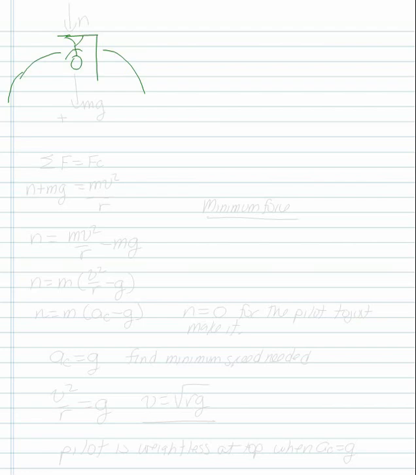We're going to do the same approach. Sum F equals F_C, and we'll use mv squared over r again. Now, let's sum the forces. Do the same kind of thing. mg down. Now let's be careful here.